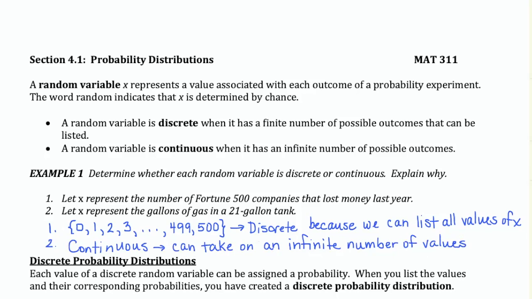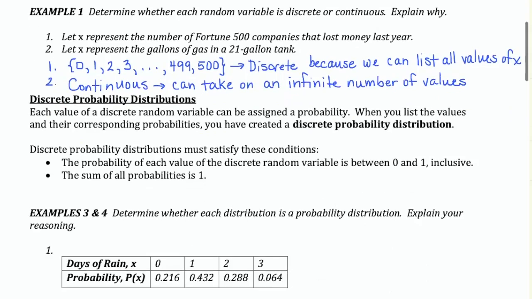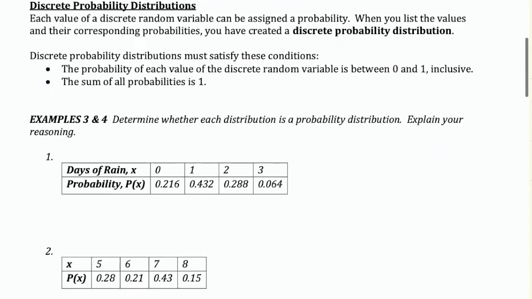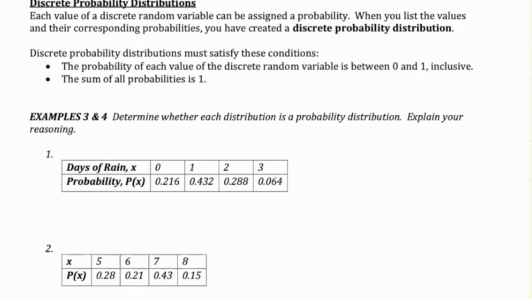Now, in this section, we're going to focus on discrete probability distributions. So these are going to be things where we can list the different possible outcomes. And when we assign those a probability and list them all, that's what we call a discrete probability distribution. Discrete probability distributions must satisfy these conditions. The probability of each value of the discrete random variable has to be between 0 and 1 inclusive, meaning including 0 and including 1. And the sum of all the probabilities has to be 1.